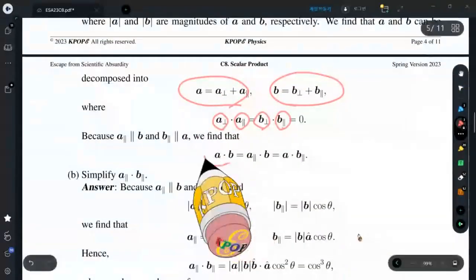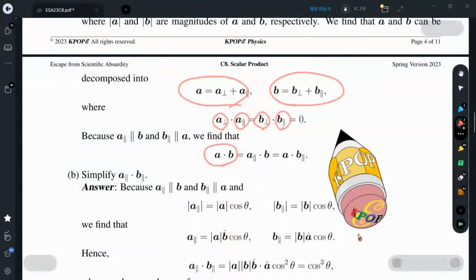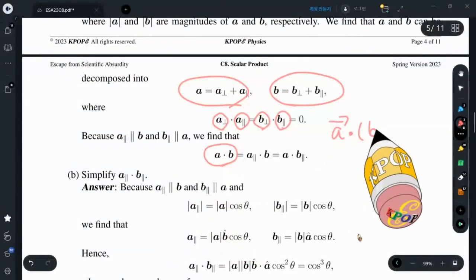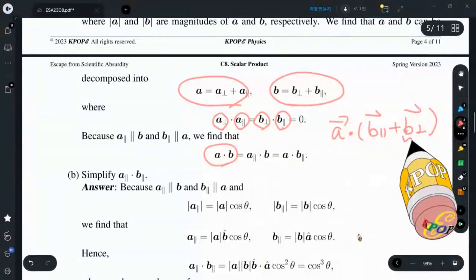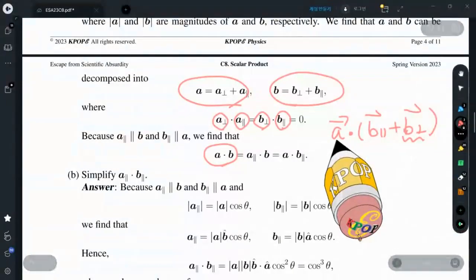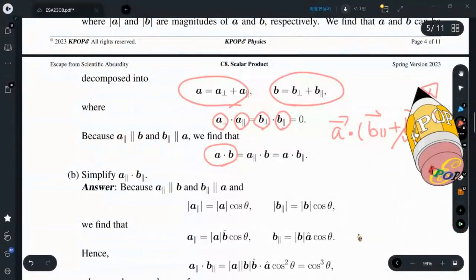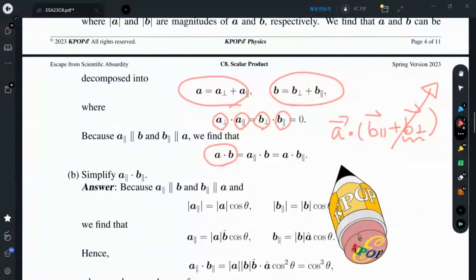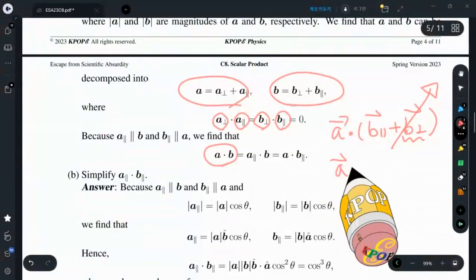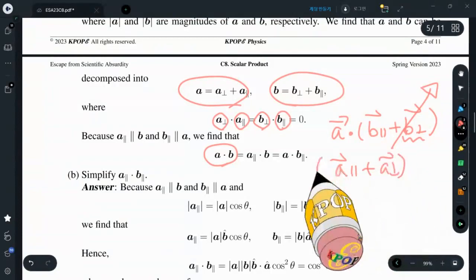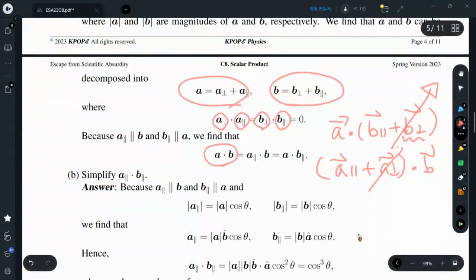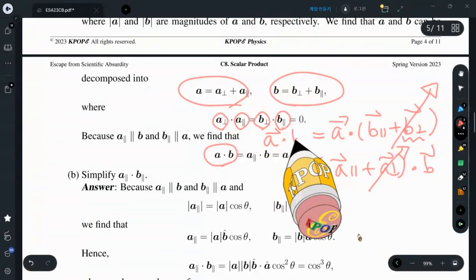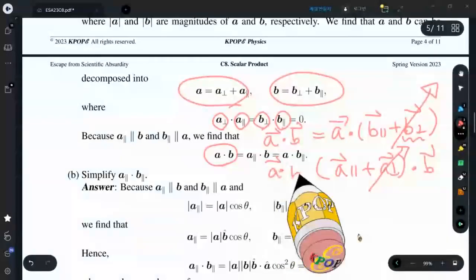As a result, if I compute the scalar product, this is A dot B parallel plus B perpendicular. B perpendicular is perpendicular to A, therefore this one does not contribute. Then A parallel plus A perp dot B: this guy is perpendicular to B, so this one does not contribute. And both of them are A dot B.